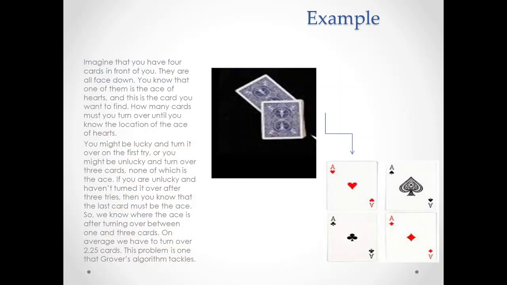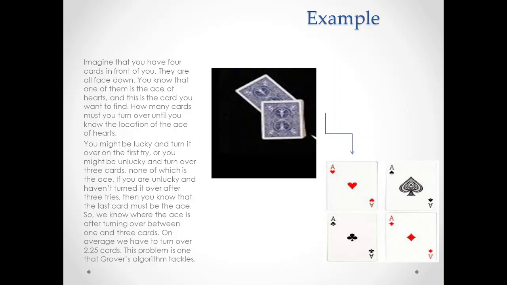Suppose we have four cards in front of us and they all are facing down. We know that one of them is the ace of hearts, so this is the card that we want to find. How many cards must we turn over until we know the exact location of the ace of hearts? We might be lucky and turn it over on the first try, or might be unlucky and turn over three cards, none of which is the ace of hearts.